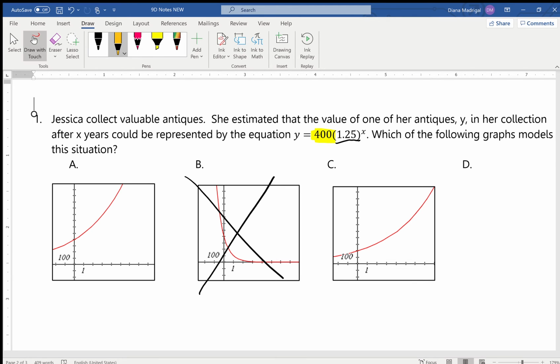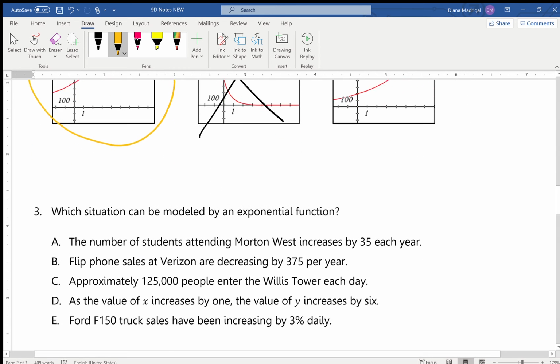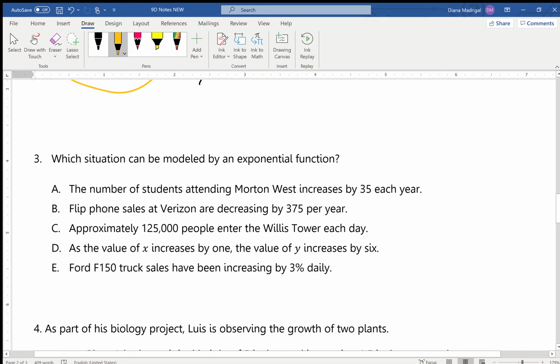Good, you should have picked that option A is going to be your answer for this. It's starting at 400, and your graph is increasing, it's growing. Okay, so your answer for this question is A. Next question. Which situation can be modeled by the exponential function?